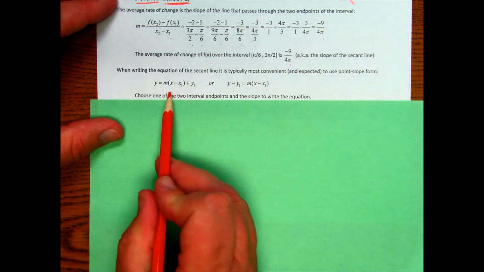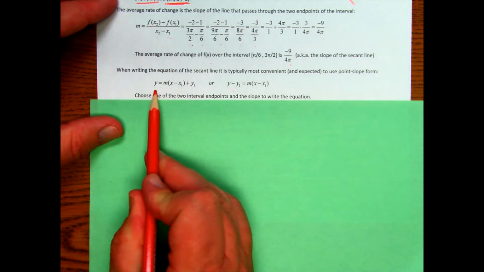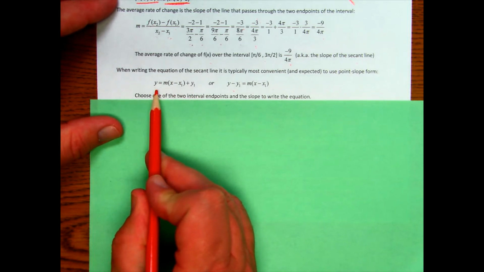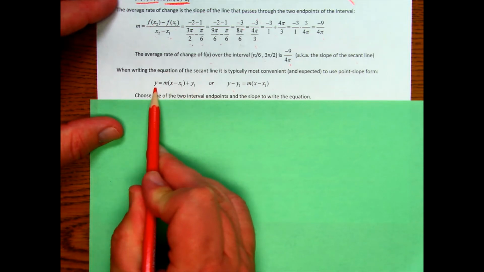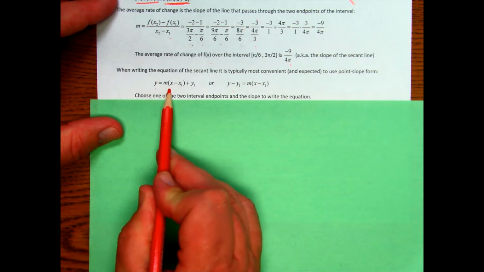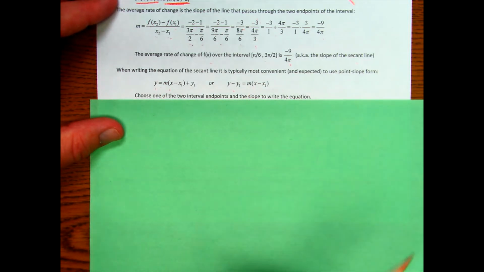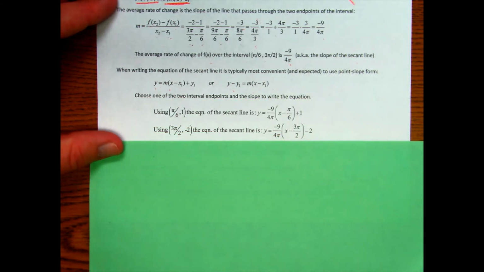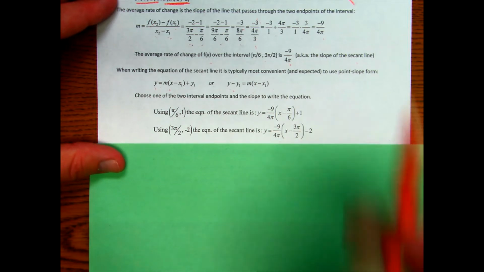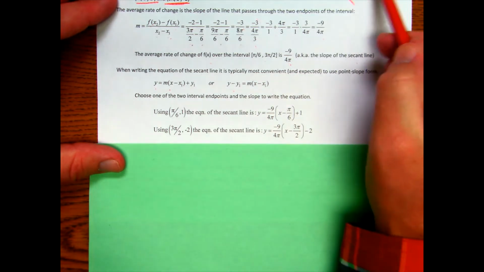Typically, most newer textbooks and websites that are geared more towards a graphing calculator application will roll with this one here because the y is isolated. So if you're going to be doing anything with this on a graphing calculator, it's much more convenient to do that. This is a little bit more old school. So what you need to do is pick one of the two endpoints. It doesn't matter which one you choose. You can work with this one or you can work with that one.